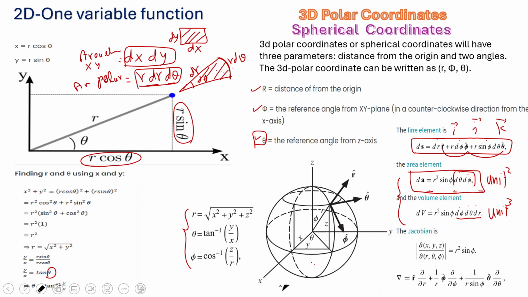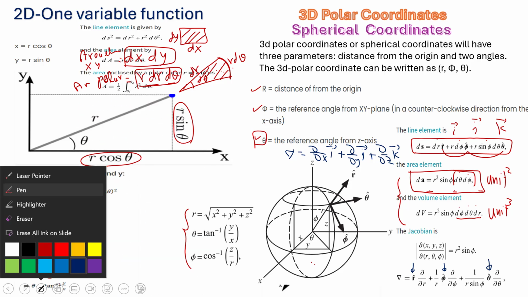Now, do you remember the nabla? Nabla in the Cartesian was partial by partial x i, partial by partial y j, partial by partial z k. In the spherical coordinate, I don't have ijk, I have r and phi and theta, right? I have the unit vector with respect to r, the unit vector with respect to phi, and the unit vector with theta. So this is your nabla in the spherical coordinate. Remember this one, right? Okay, good.